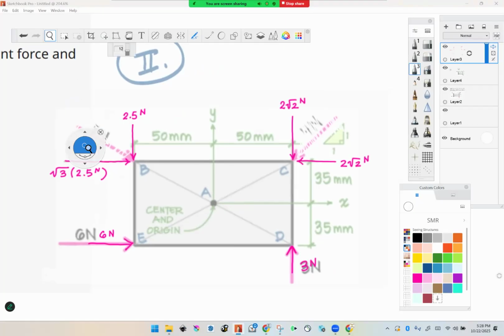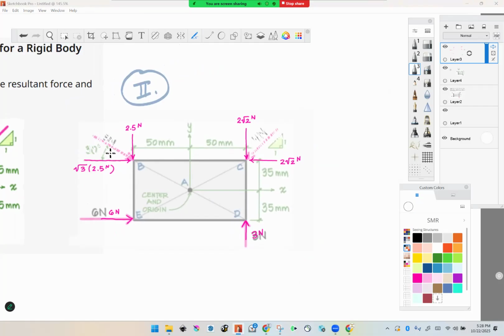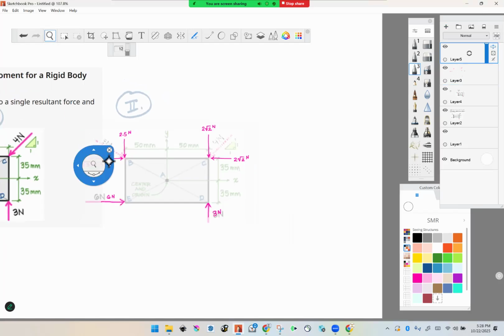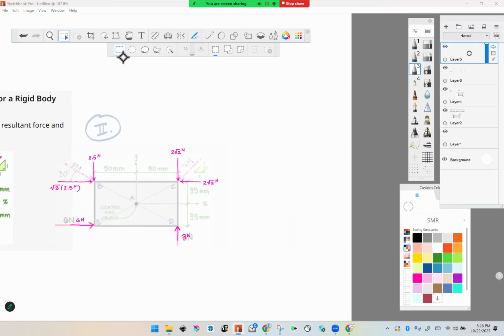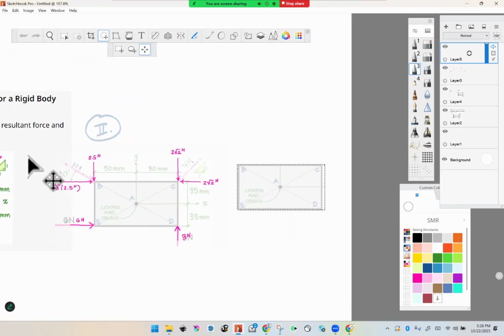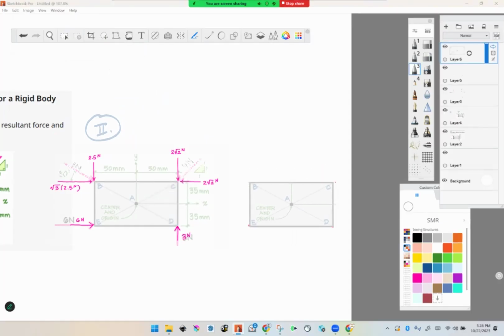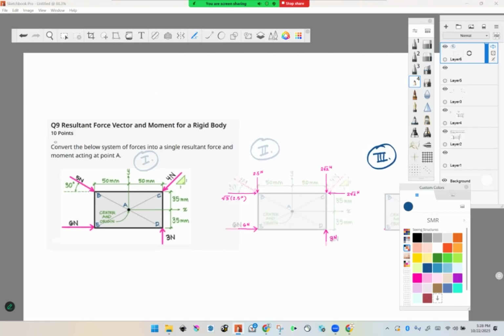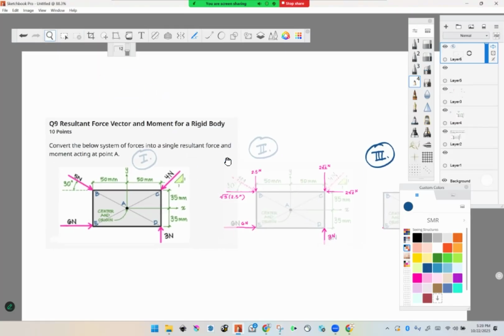I think I'll make that one nice and light. I will need to reference the dimensions, so I don't want to make it too light. And then my final system will look something like this. I'm going to put this one right here, and I'll call this system 3. And that's the one we're asked to solve. So we said we need a single resultant force and a moment at point A.